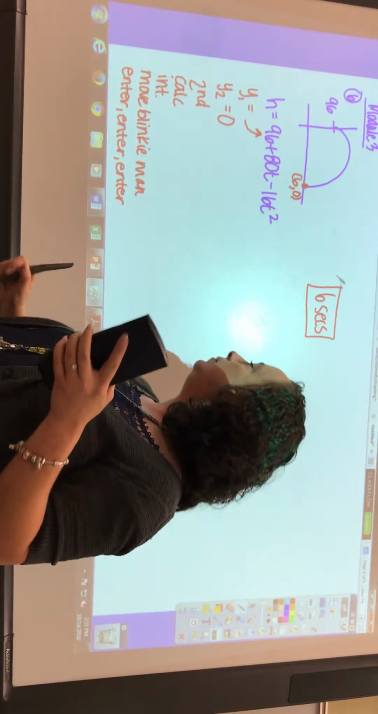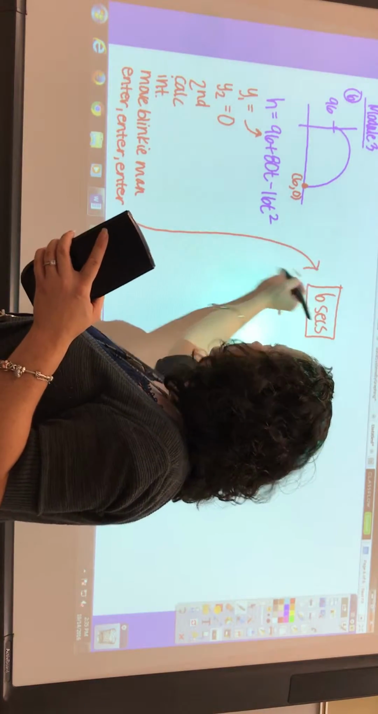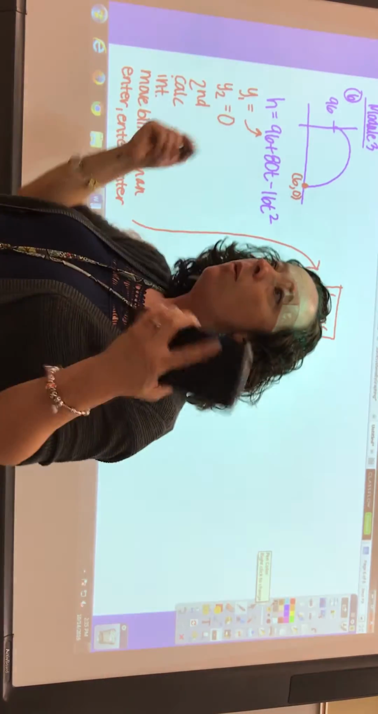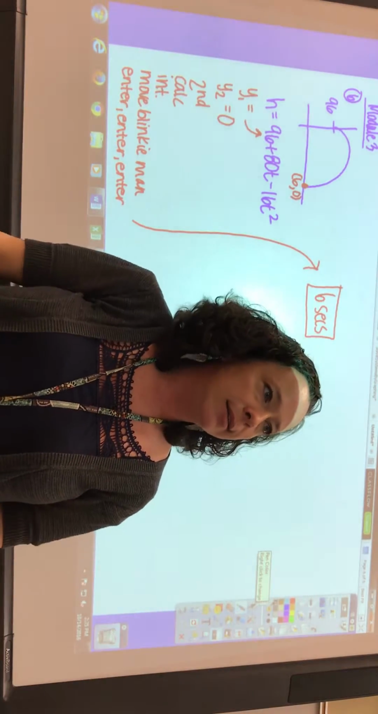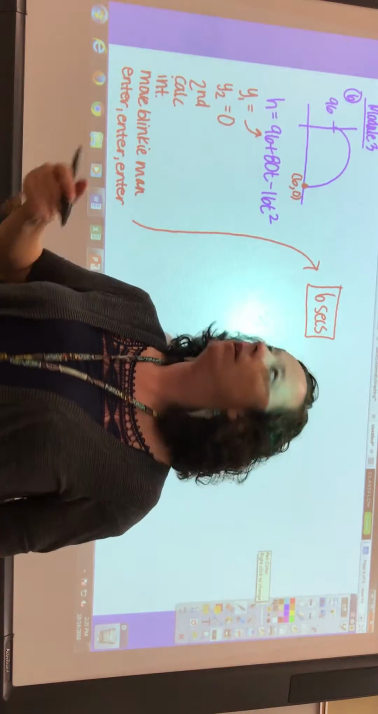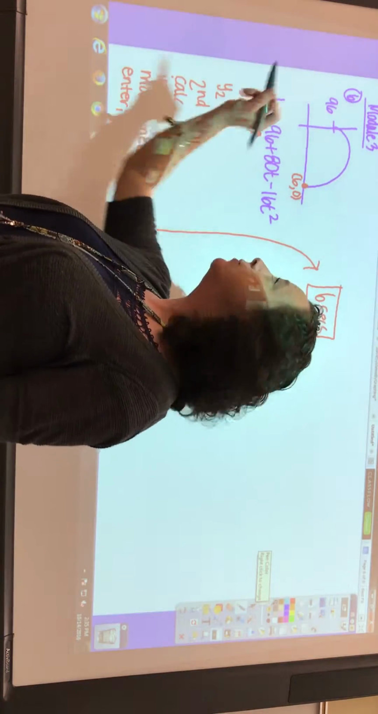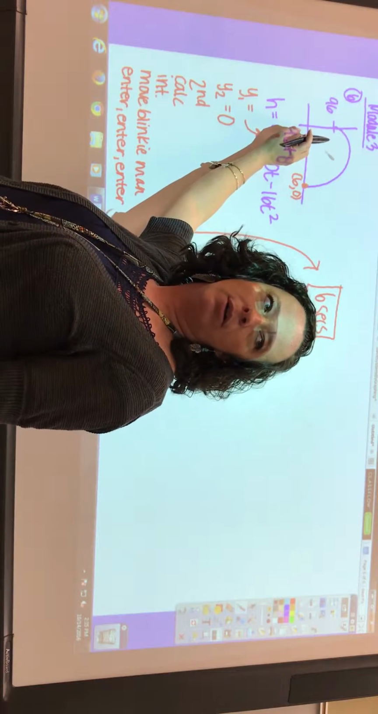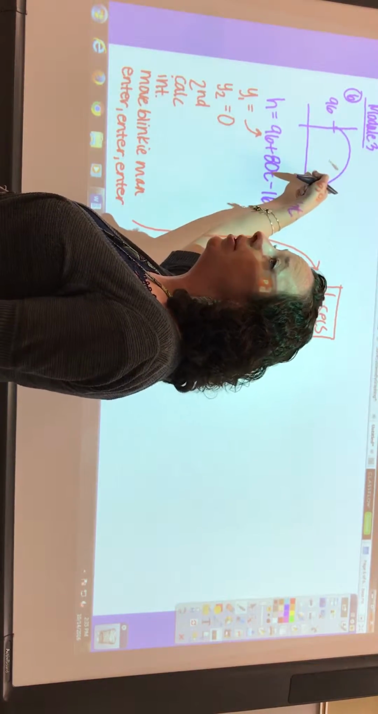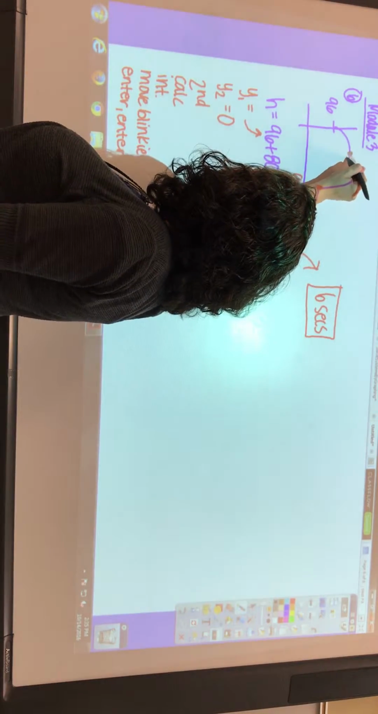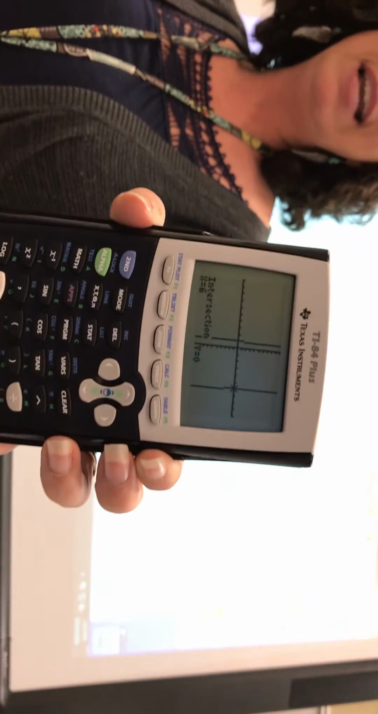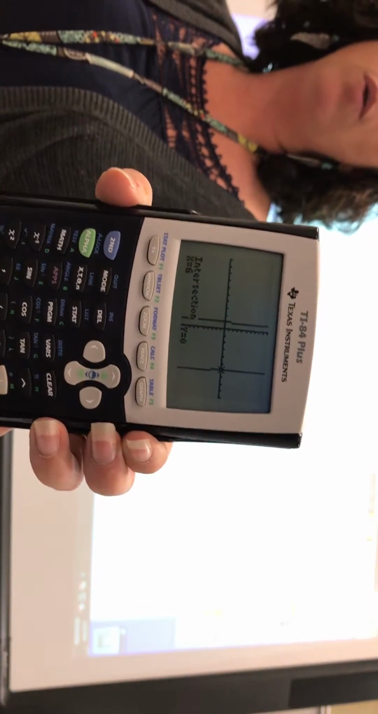Okay. Second part of this problem. There's another question. It says, what is the maximum height? So how do I find a maximum height? You have to adjust the window, right, because on the little sketch on my paper, the maximum is right here. But when I look at the graph, it's out of sight. So I need to adjust my window.